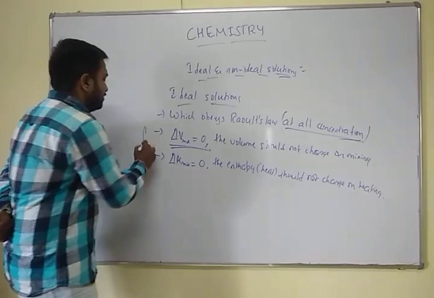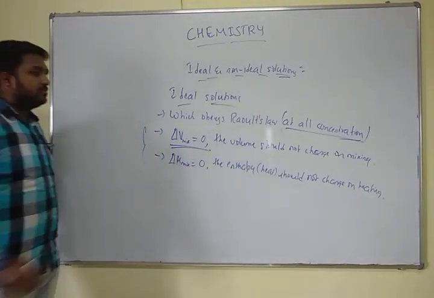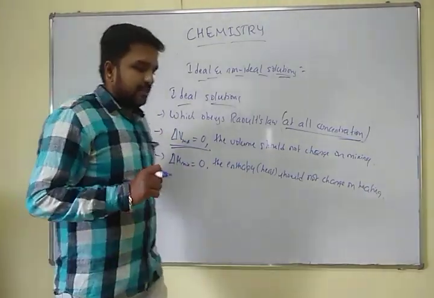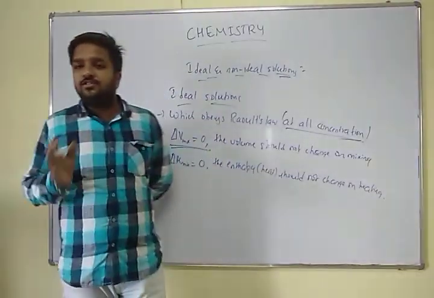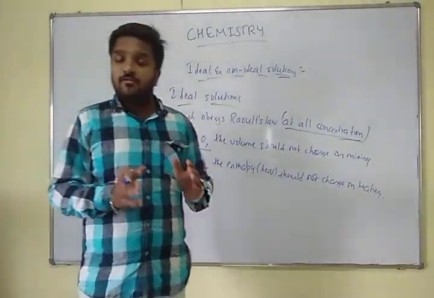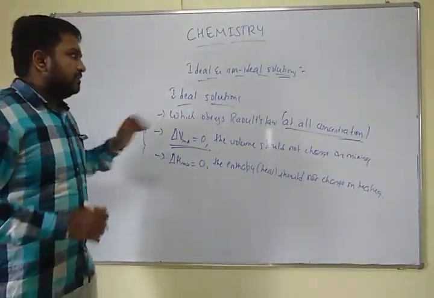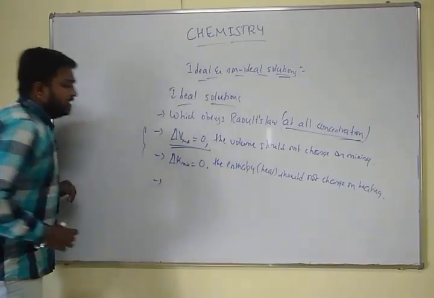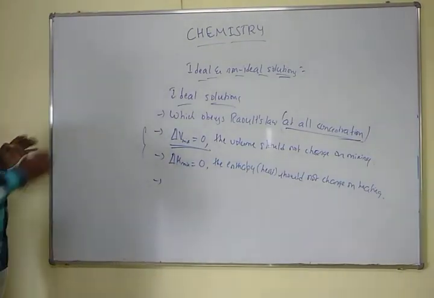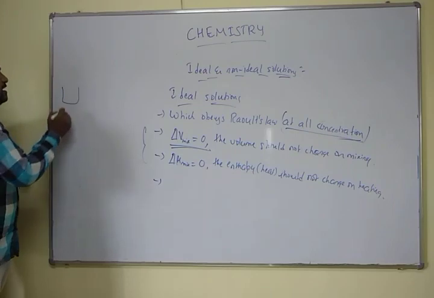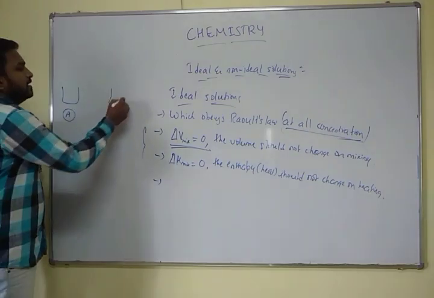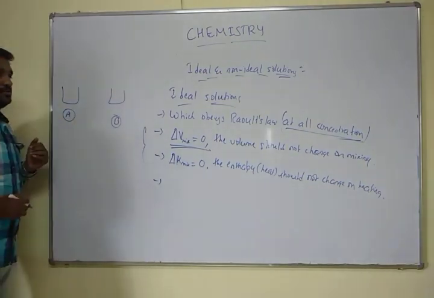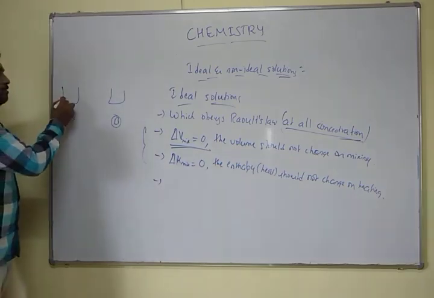These are two critical properties of an ideal solution. That means delta V mix, the volume should not change on mixing, and also the enthalpy should not change on mixing. And the fourth one, you have to understand the fourth concept. You need to know clearly regarding solutions. Here we have two components as we have taken in Raoult's law, one is solute and one is solvent.